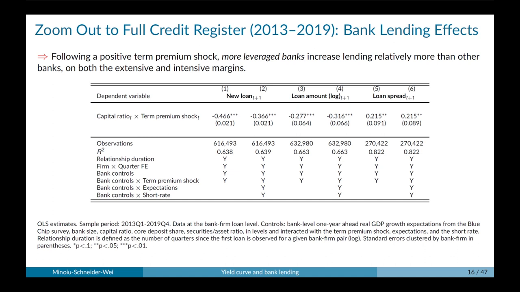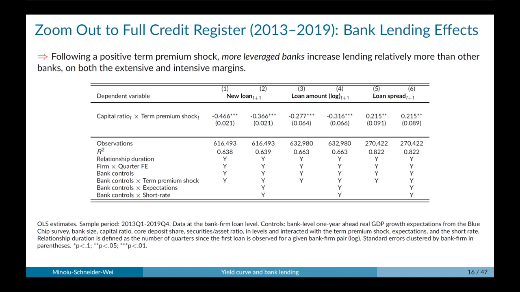And again, we find that more leveraged banks increase lending more. They are more likely to give new loans or accepted loans. They are more likely to give larger loans than less leveraged banks, and similarly to decrease spreads. Here we control for demand with firm-quarter fixed effects, and I'm hoping that these are somewhat convincing results that they're picking up the credit supply effect. We have quantity and prices going in opposite directions. And importantly, we take every single bank control and interact it with term premium shocks, with expectations, and with the short rate. So it's a pretty demanding specification.